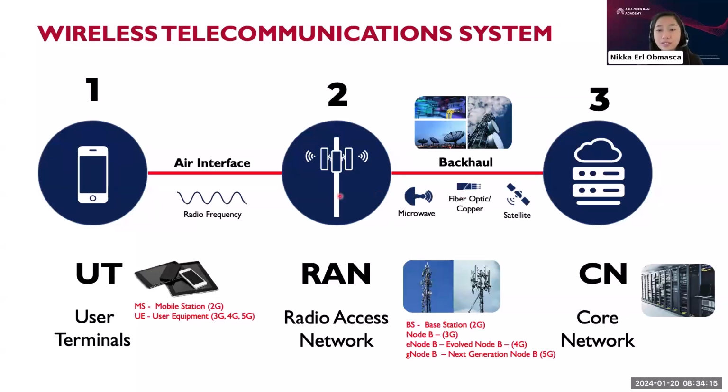Again, to overview, we have the user terminal and the RAN, the radio access network. These two are connected via an air interface. After that, we have our third component, which is the core network, the brain of the communication system. And the RAN, or the radio access network, is connected to the core network via a backhaul. Okay, moving forward.